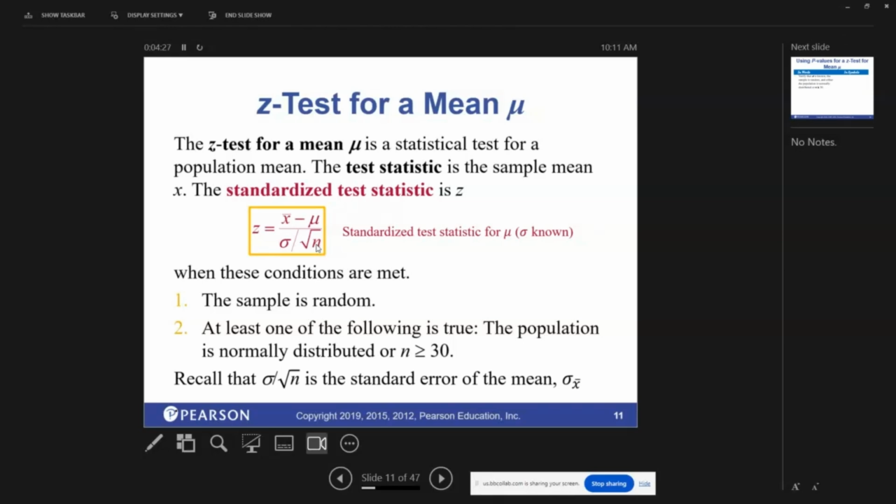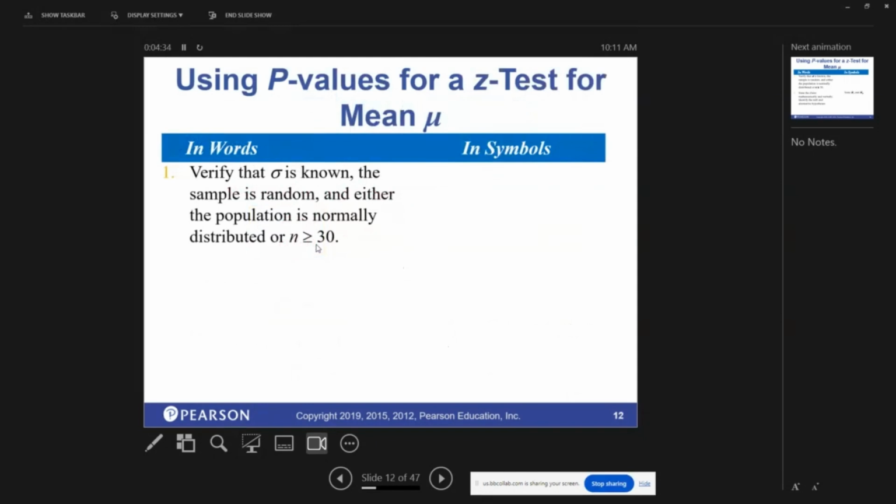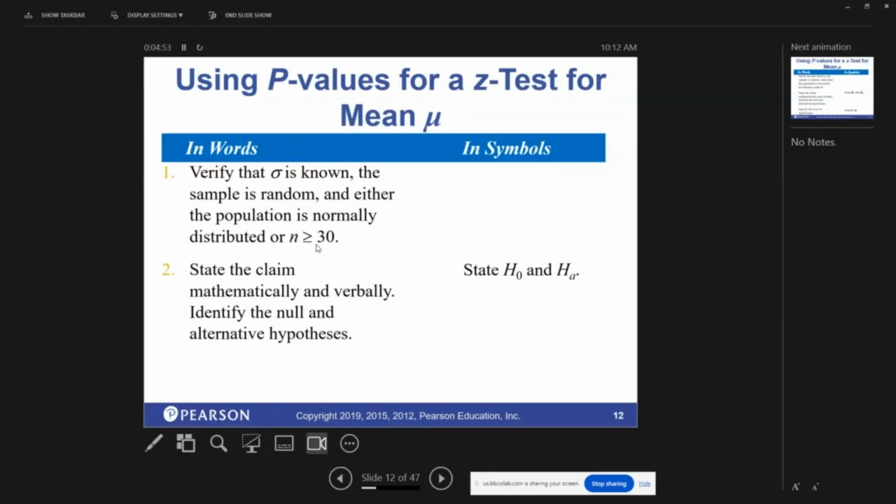Okay, so the next 2 slides are kind of a chart laying out the steps that we've just talked about, kind of summarizing everything. So when we're using p-values for a z-test for the mean, the first thing you want to do is verify that the standard deviation is known, the sample is random, and either the population is normally distributed or n is greater than or equal to 30. Once you've verified that, then we're going to state the claim mathematically and verbally. So this is where you identify H sub 0 and H sub A.